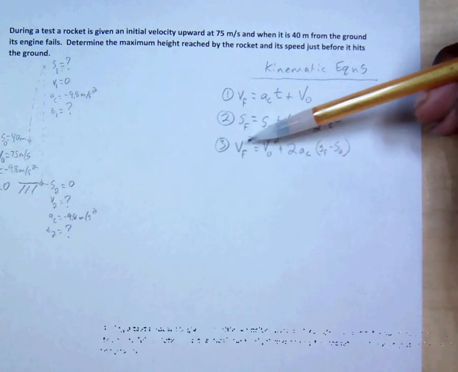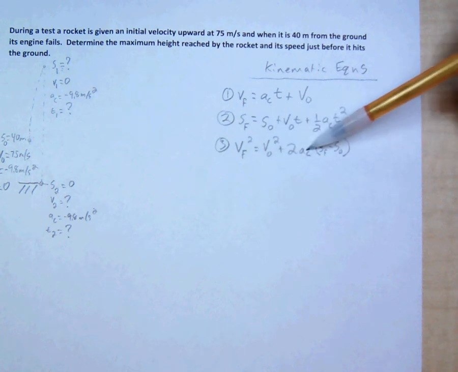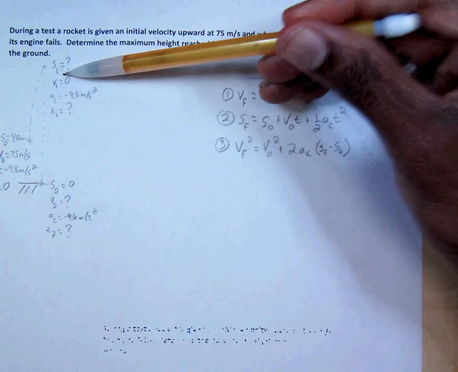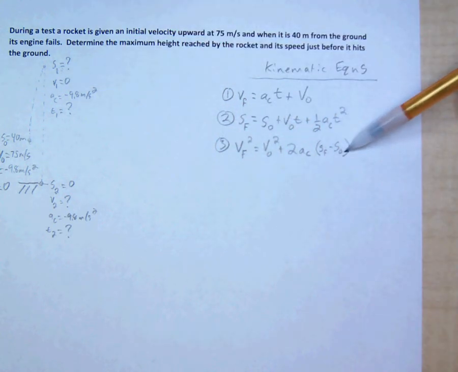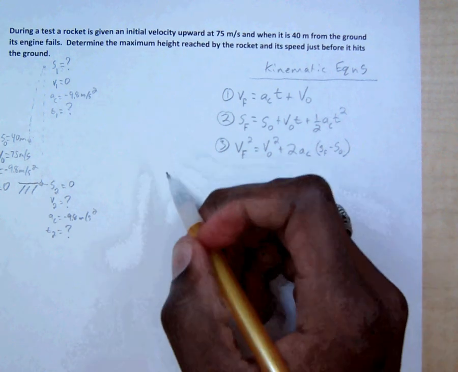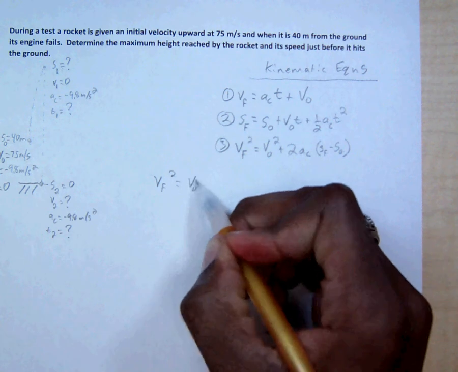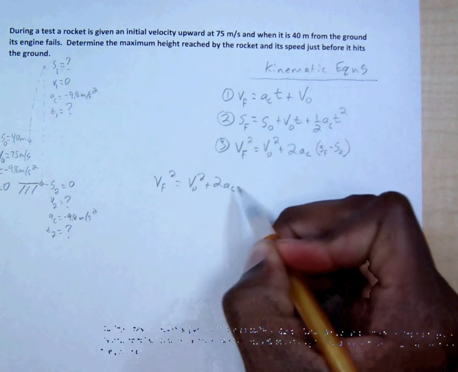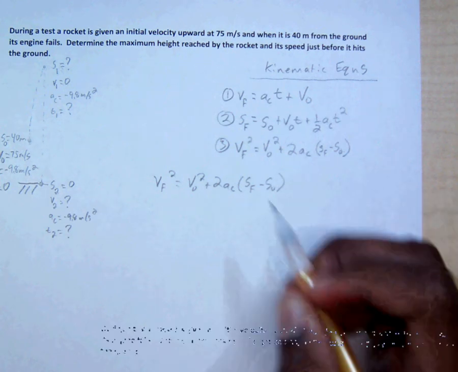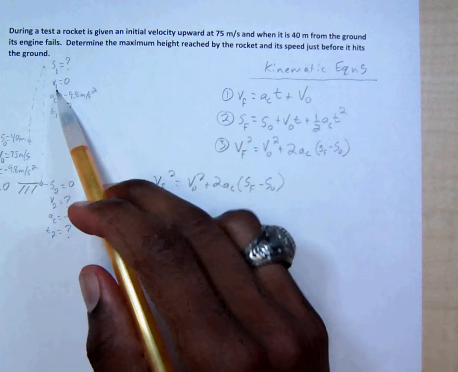We know the final velocity, which will be velocity 1. We know the initial velocity. We know the acceleration. We're trying to find the final position, which would be position 1, and we know the initial position, which is going to be 40 meters. And so let's go ahead and write out our equation. Fill everything in. So we have v final squared equals v0 squared plus 2 times acceleration of gravity times final position minus initial position.